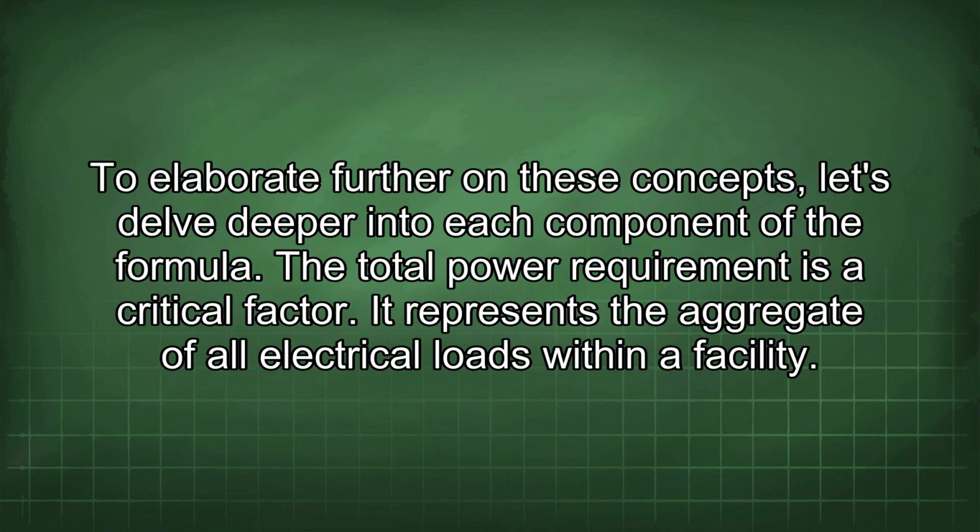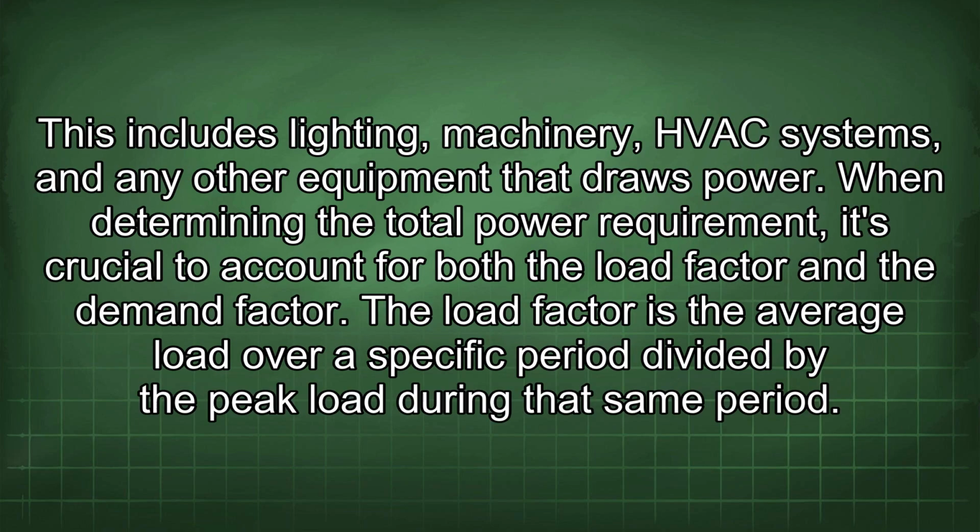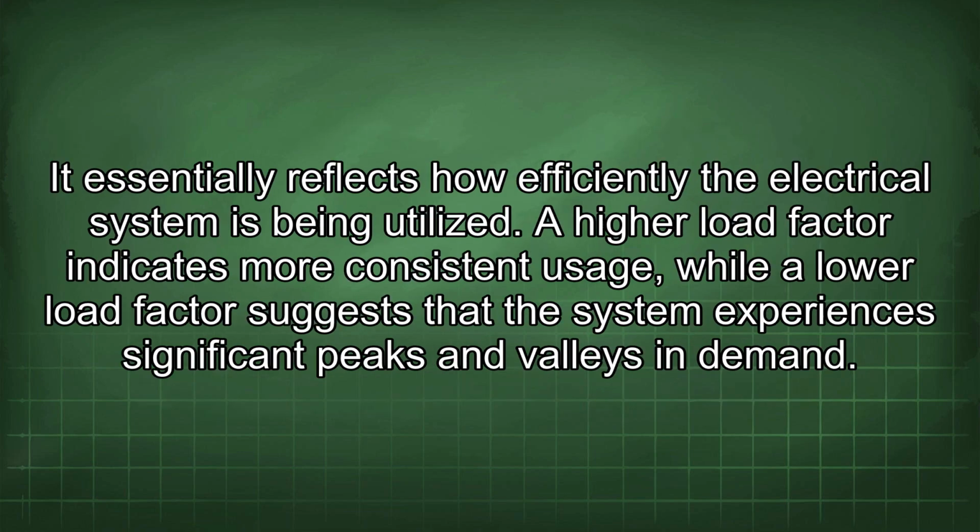To elaborate further on these concepts, let's delve deeper into each component of the formula. The total power requirement is a critical factor. It represents the aggregate of all electrical loads within a facility. This includes lighting, machinery, HVAC systems, and any other equipment that draws power. When determining the total power requirement, it's crucial to account for both the load factor and the demand factor. The load factor is the average load over a specific period divided by the peak load during the same period. It essentially reflects how efficiently the electrical system is being utilized.